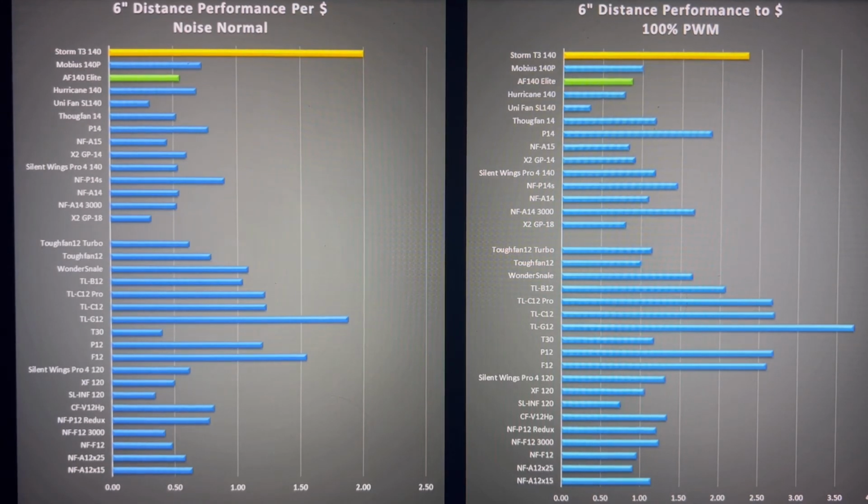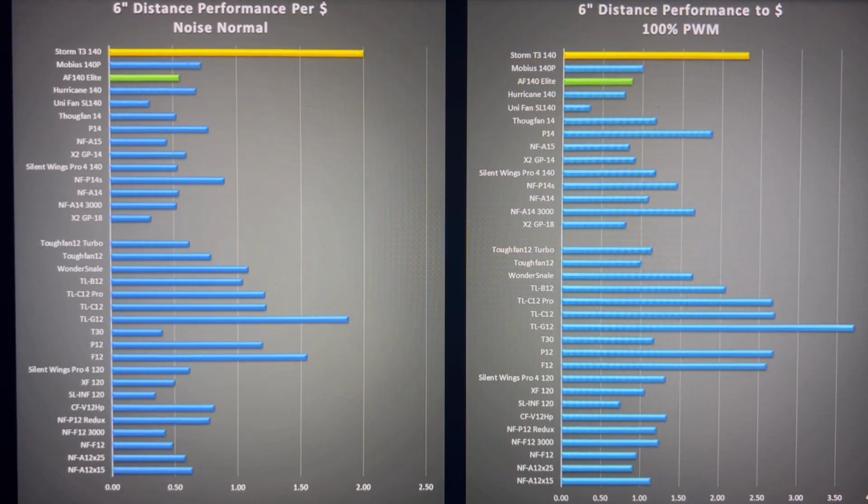So all of them are based off the pricing of the Elite being that $30 mark, and the 3-pack of the T3, where the price is functionally $12. Now that that's out of the way, we can see that the Storm T3 is basically at the top. It is an excellent value at the 6-inch performance mark, noise normalized. And these are all the 140 millimeter fans, except for this one, which is a 180. And down here we have the 120s.